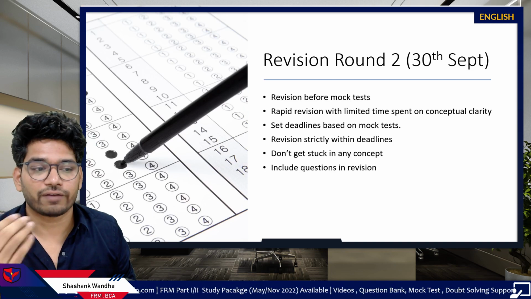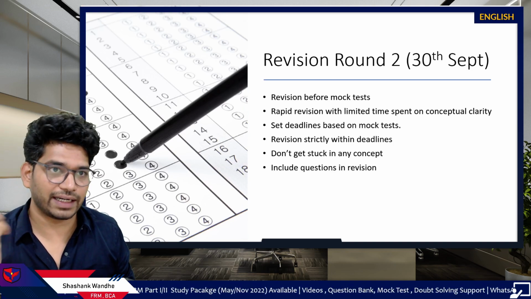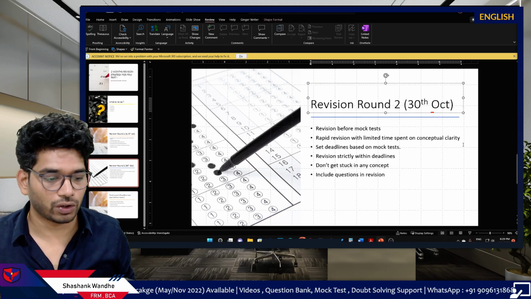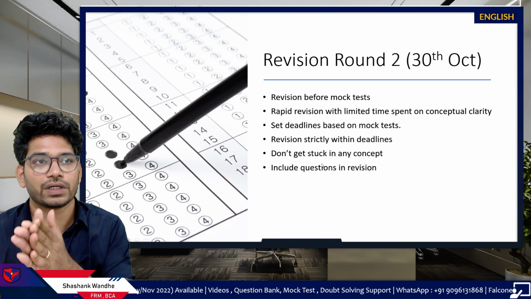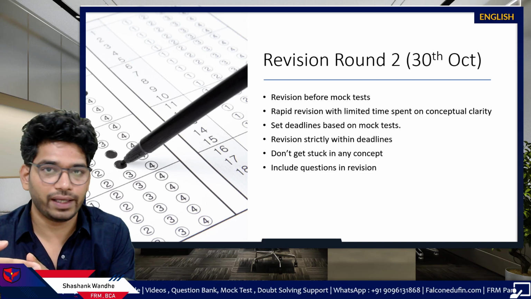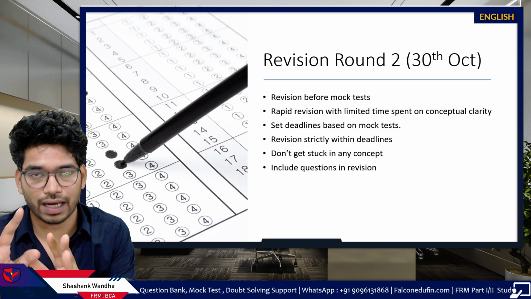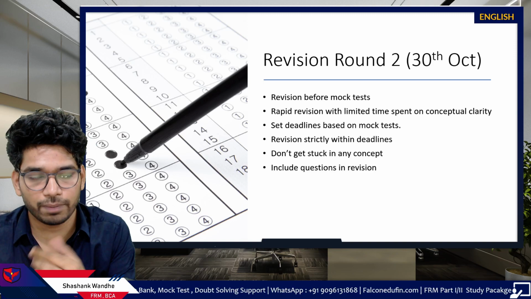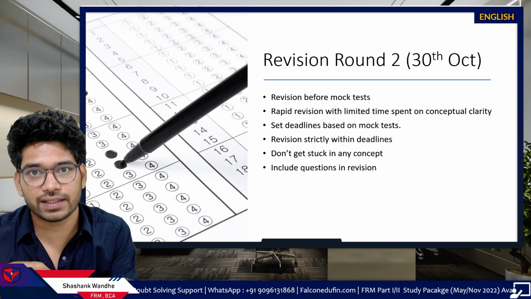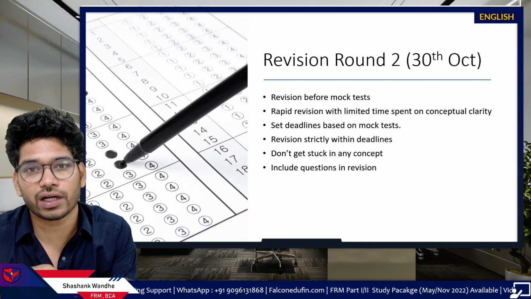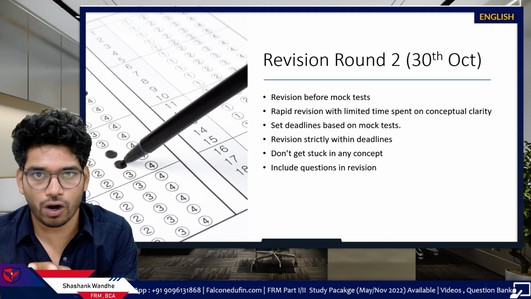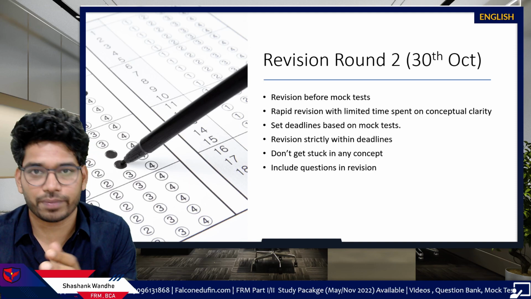Then the second is revision round 2. You have to finish this by 30th of October. By this time you are done with your first round of revision. This means you are done with all the conceptual clarity part, the key concepts and key points, and now you are comfortable with all the concepts. In the first round of preparation, maybe you were not comfortable with all the concepts, but by the time you finish your first revision, you should be comfortable with at least 90-95% of the concepts.